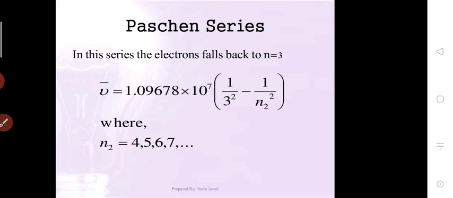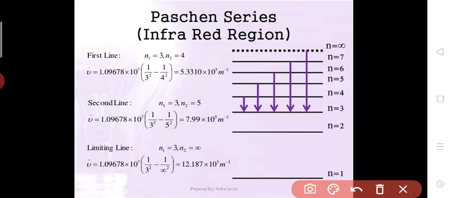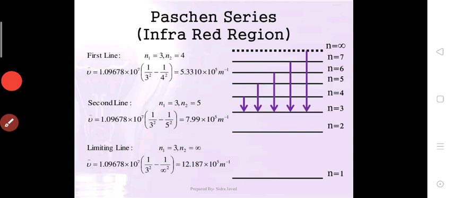The next series is the Paschen series, in which the electron falls back to energy level 3 from the higher energy levels like 4, 5, 6, 7. Whatever line spectrum you get for this lies in the infrared region. Here you can easily see that the ground state for this Paschen series is 3, and electrons are making transitions from the higher energy levels.